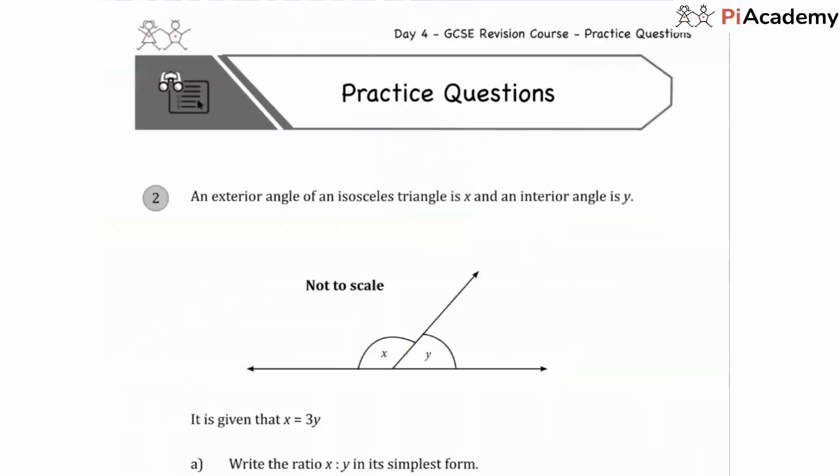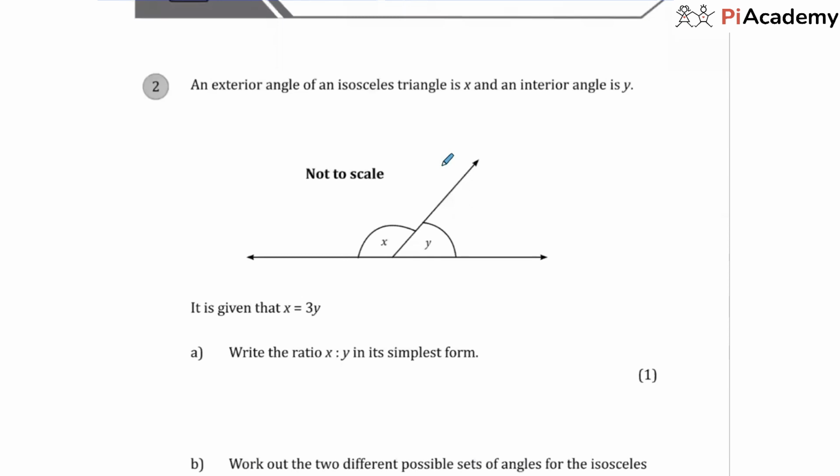Good. Next question. An exterior angle of an isosceles triangle is x, and an interior angle is y. It is given that x equals 3y. Look here. Understand that it is an isosceles triangle. An exterior angle is x, and the interior angle is y, and it is given x equals 3y. Write the ratio of x to y in its simplest form.